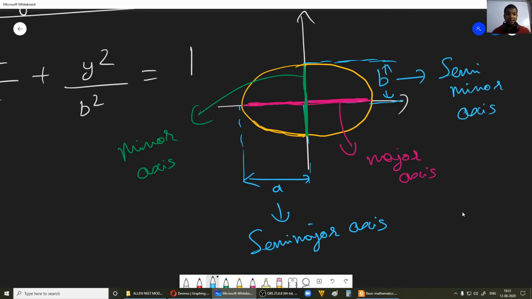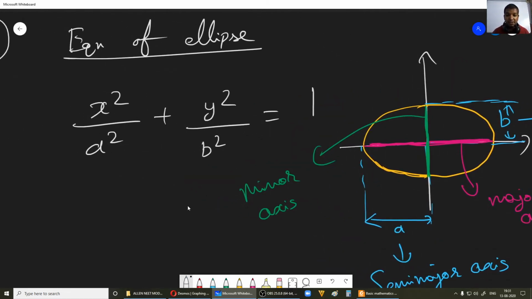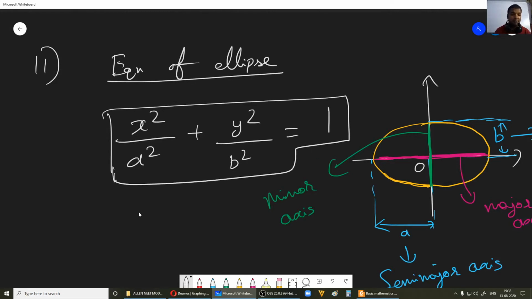Okay, the length of A is half of the length of the major axis, that is the semi-major axis. Now B is half of the length of the minor axis, that is the semi-minor axis. So the geometrical center of the ellipse is the origin for this particular form. This is the equation of the ellipse, you need to remember. All right, fine.